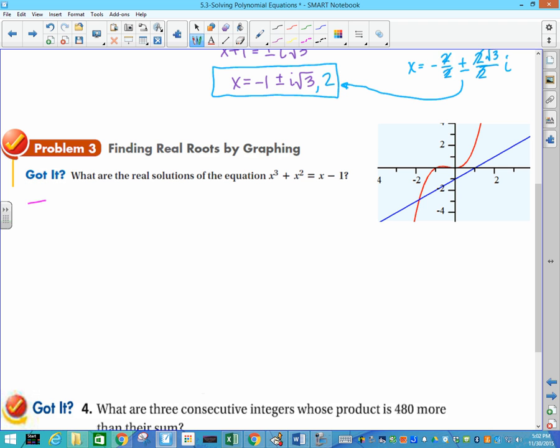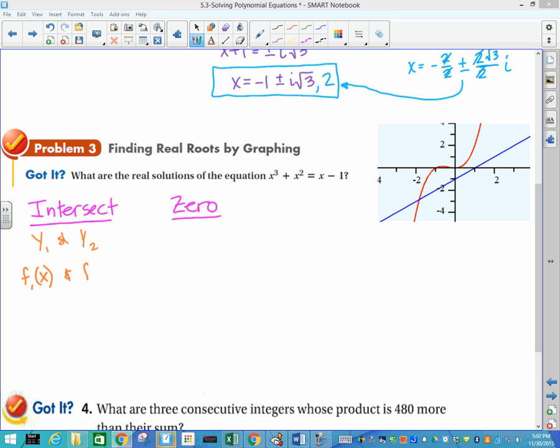Okay, we have one method called the intersect method, or you have the zero method. The intersect method is when you basically have y1 and y2, or on that other calculator, on the Inspire, f1 of x and f2 of x. That's how they write it, okay? So you would make one side f1 and the other side f2, and I can do it that way.